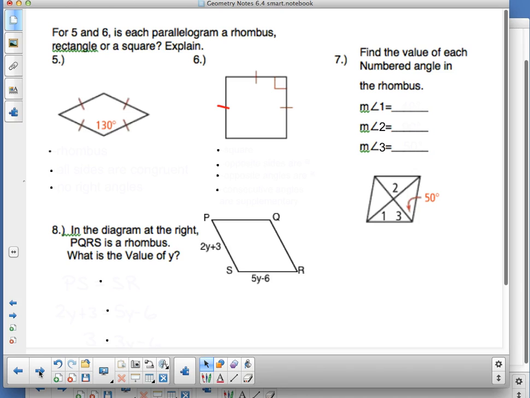Angles aren't 90, so it takes out a rectangle, takes out a square, and congruent sides. Every side's the same. So those are the things that I've got to look at. It's a rhombus, and he's right, 100%. It's a rhombus because the sides are all congruent, okay? But then he checked the angles, and that's the biggest thing.